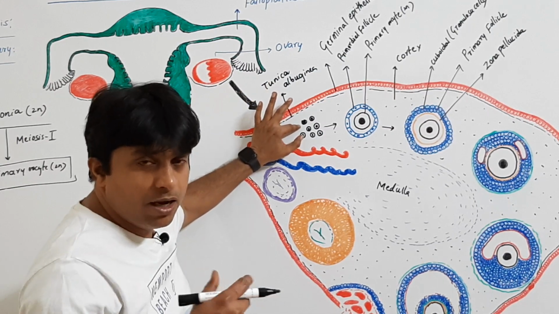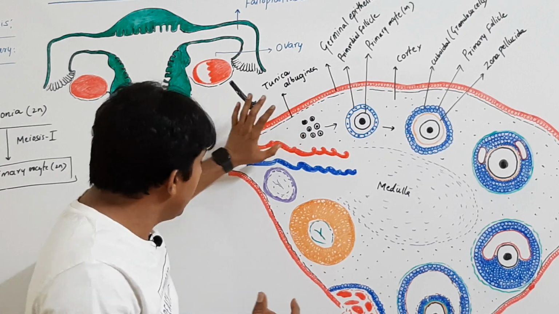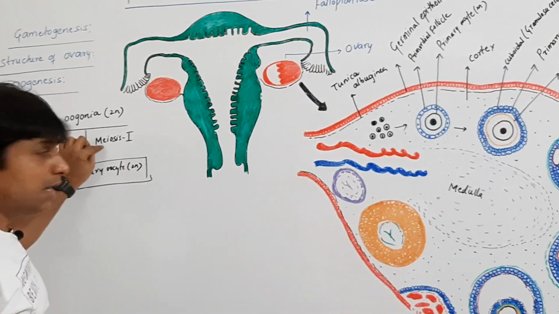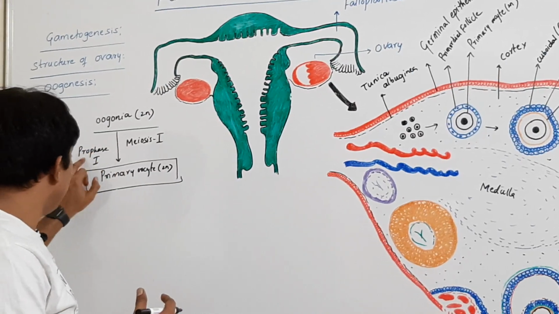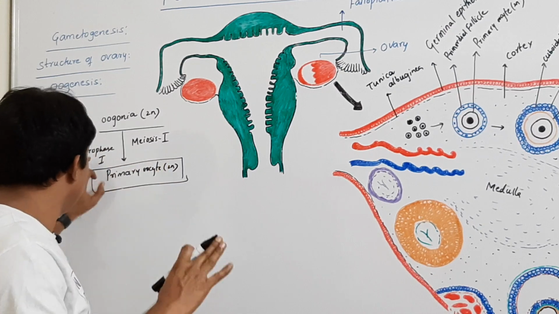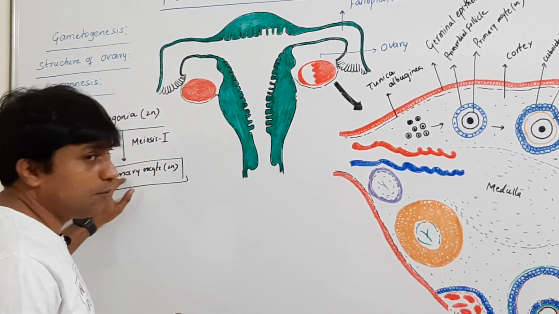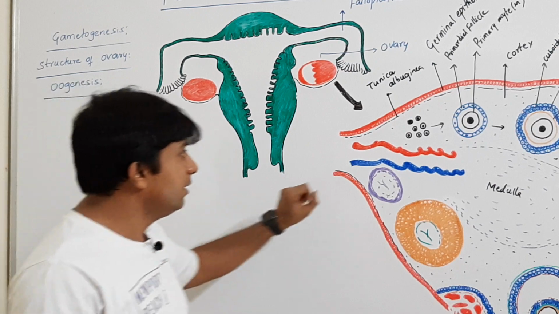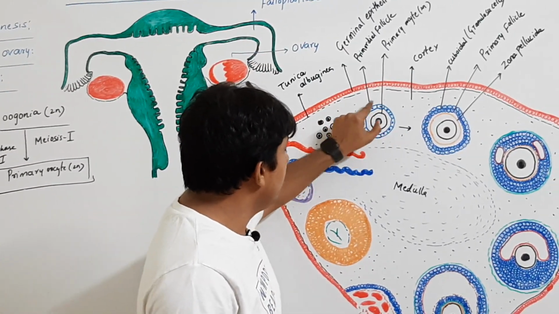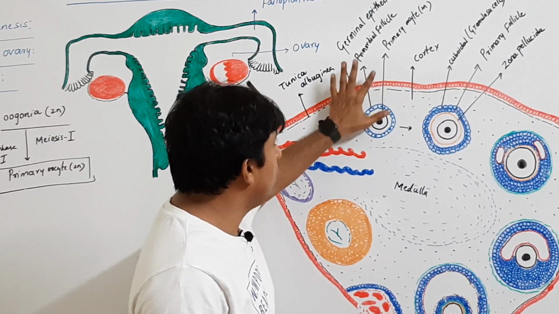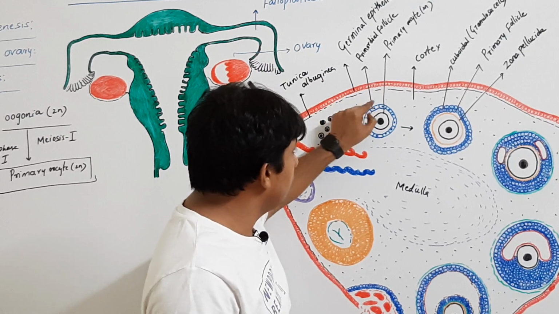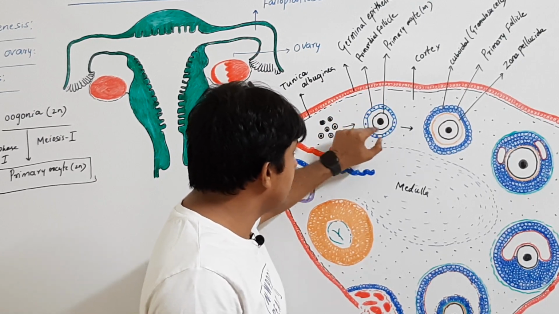Oogonia are formed by a process called mitosis, and later on oogonia start their meiosis 1. In meiosis 1, after the prophase 1 stage, the cell division gets arrested, and at this stage oogonia are called primary oocytes, which are diploid. Such primary oocytes are enclosed in flattened cells, which is called the primordial follicle.